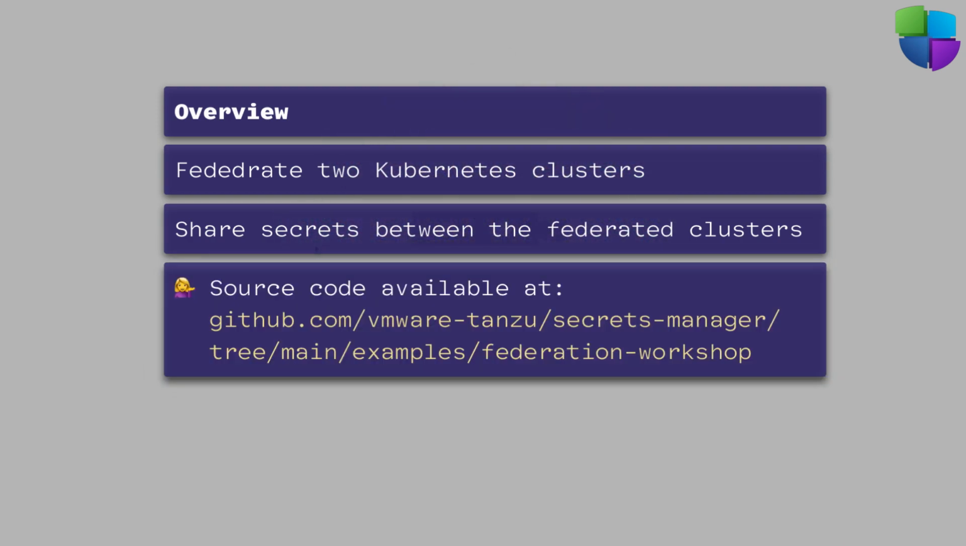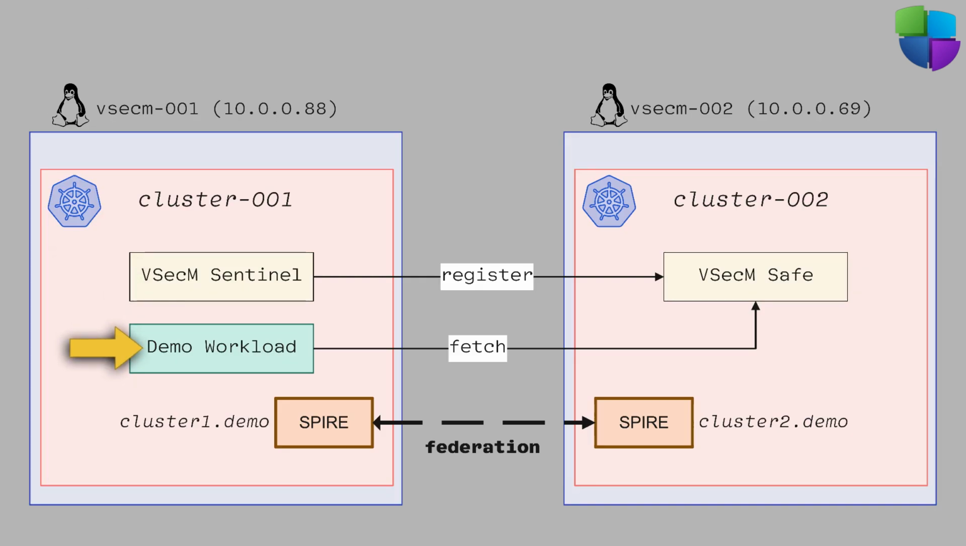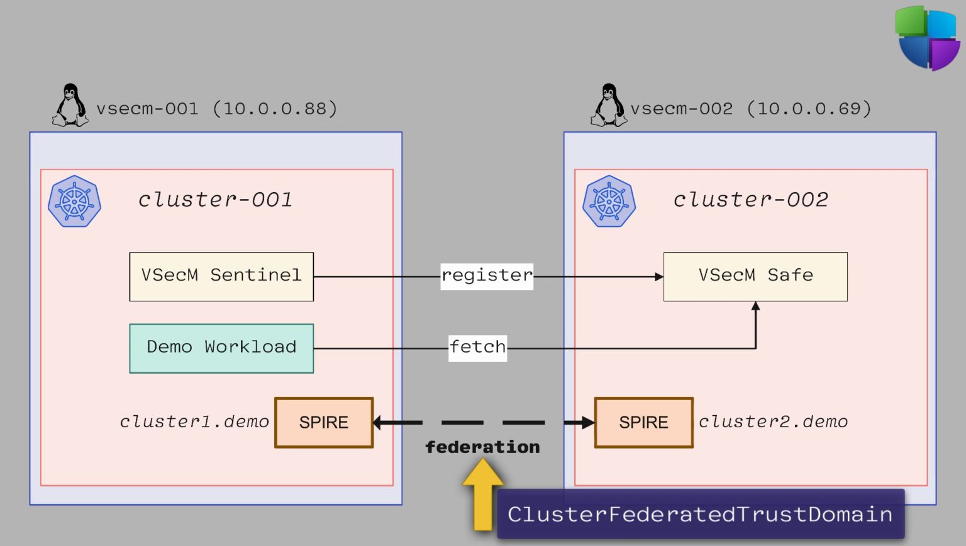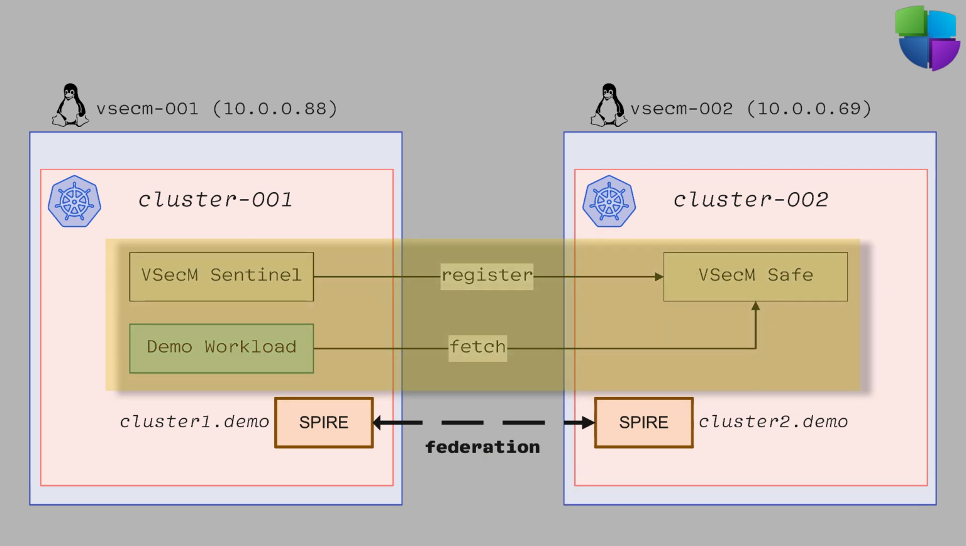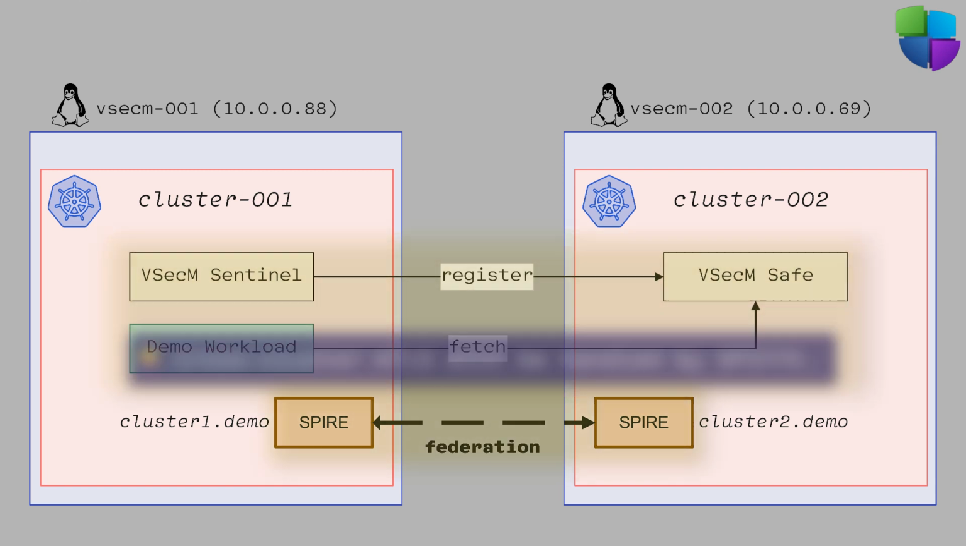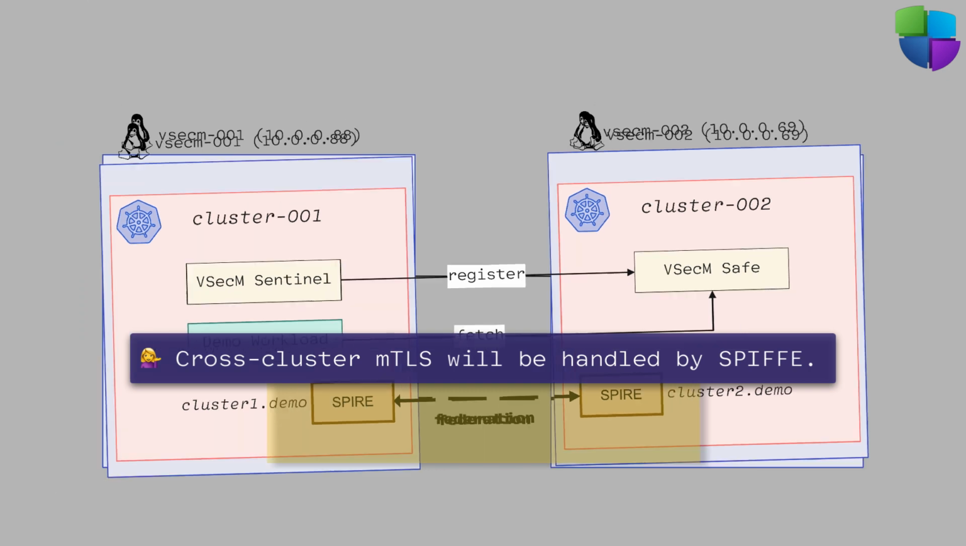Before we begin, here's the topology we will use in this demo. We'll have vSecOps Sentinel and our demo workload in a cluster named Cluster 1 Demo, and we'll have vSecOps Safe in a different cluster, Cluster 2 Demo. We will establish a federation relationship between these two clusters by using what's called a cluster federated trust domain abstraction. Once the clusters are federated, the workloads and vSecOps Safe interaction will be as if they are on a single unified cluster. The cross-cluster mTLS connectivity and trust relationship will be established by SPIFFE.